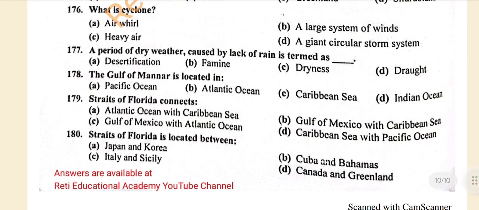Question number 176. What is a cyclone? A. Air well, B. A large system of winds, C. Heavy air, D. A giant circular storm system. And the correct answer is B. A large system of winds.